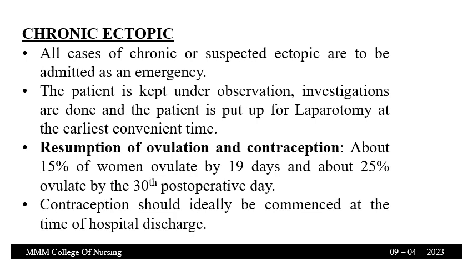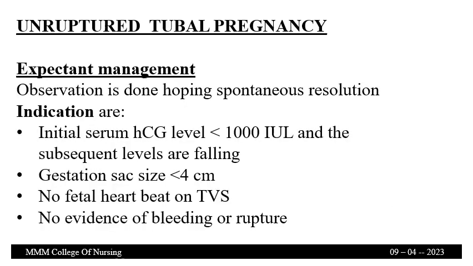Resumption of ovulation and contraception. About 15% of women ovulate by 19 days and about 25% ovulate by the 30th post-operative day. Contraception should ideally be commenced at the time of hospital discharge. So contraception should be taught to the mother during discharge time.